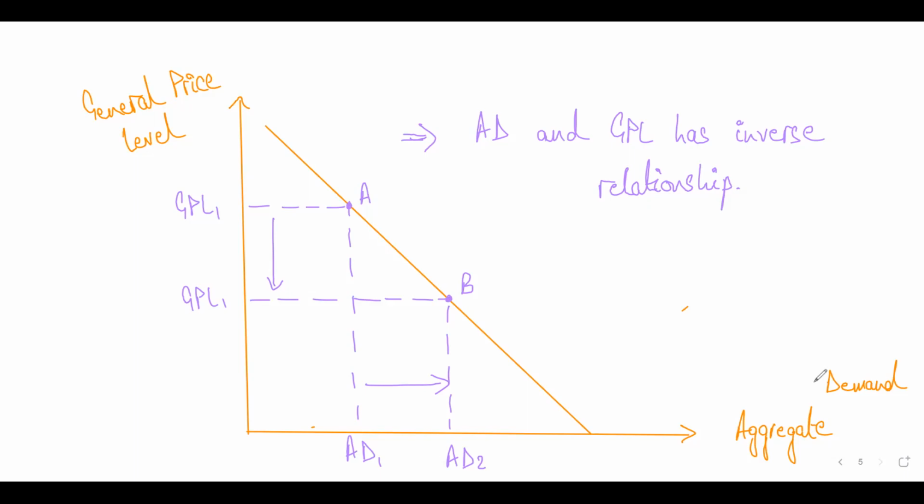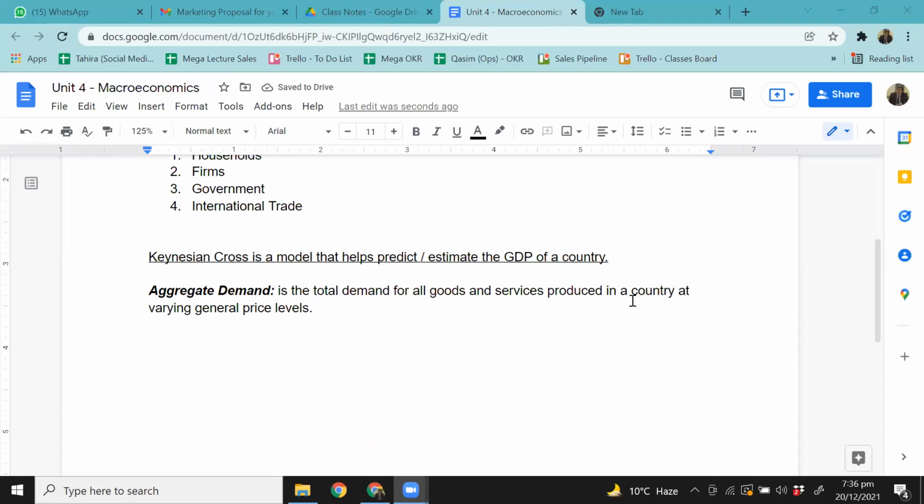Is this clear? So what is aggregate demand? Aggregate demand is the total demand for all goods and services produced in a country at varying or different general price levels. And we do know that aggregate demand has an inverse relationship with general price level. So technically, this is all recap of AS. We have not studied anything new up till now, but we will start off with the new.